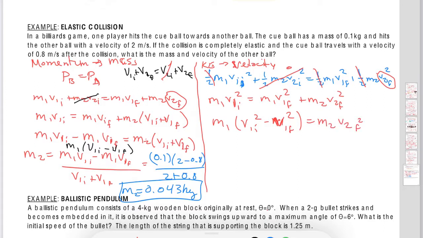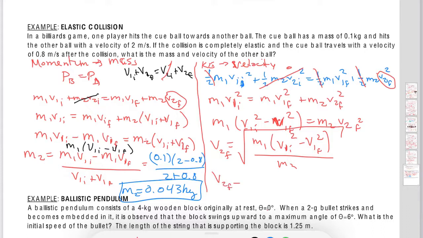Divide everything by M2 and take the square root. V2 final is going to be M1 times V1 initial squared minus V1 final squared, all that over M2. And so I'm going to get V2 final equals the square root of 0.1 times 2 squared.